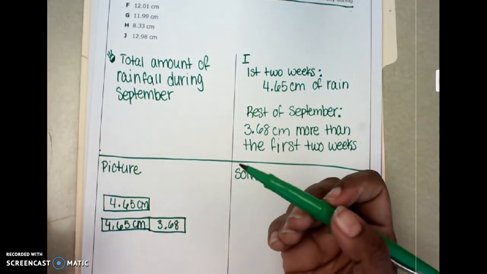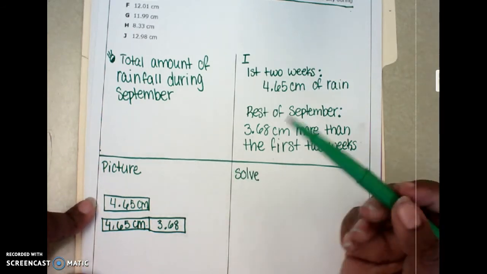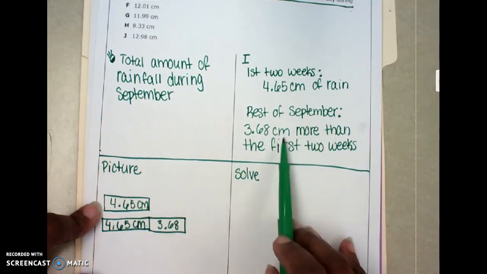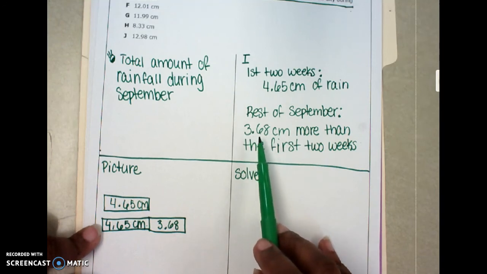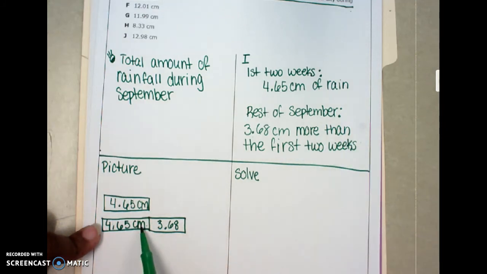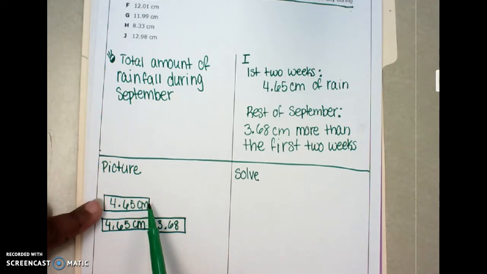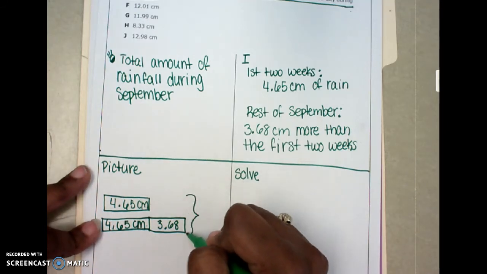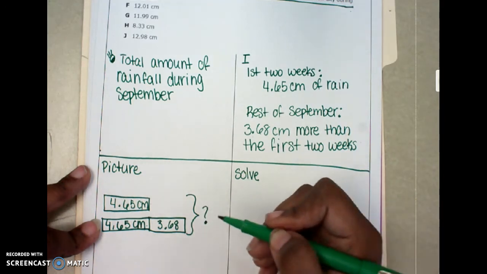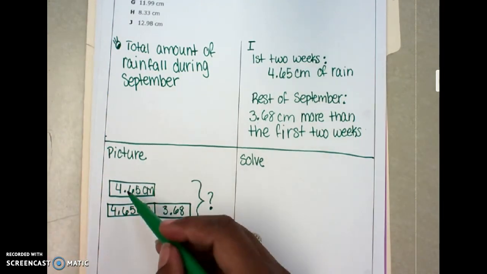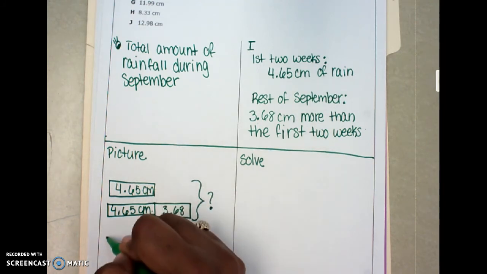So what did that mean? Let me say this again. The first 2 weeks it rained 4.65 centimeters, and in the rest of September it rained 3.68 centimeters more than the first 2 weeks. So it took the first 2 weeks plus this amount. This was the rest of September. So we have the first 2 weeks and then the rest of September, and we are trying to figure out the total. And I don't know what I need to do. So looking at my picture, I think I need to add all of this information up.